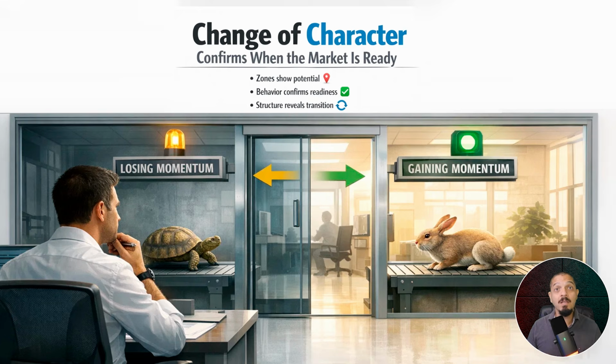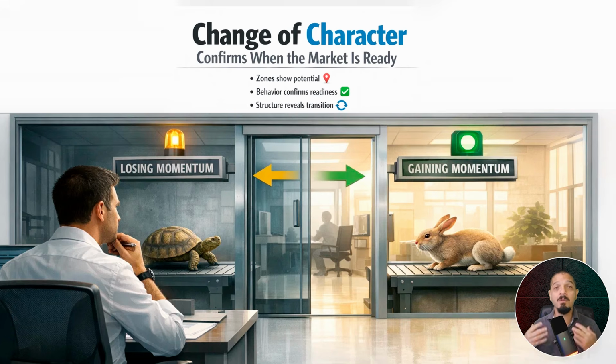But identifying a zone alone is not enough. To trade these reactions with confidence, we also need to know when the market is actually ready to change direction. That confirmation comes from a change in market behavior known as change of character.